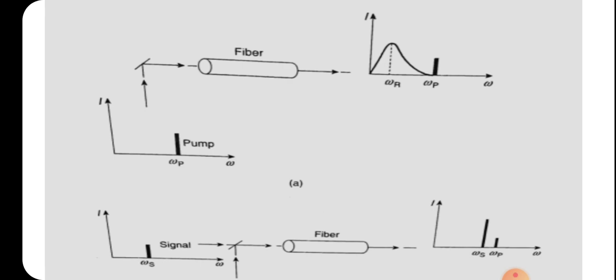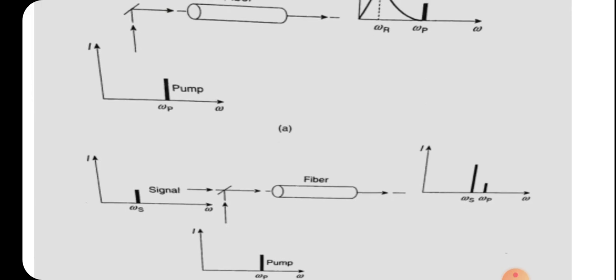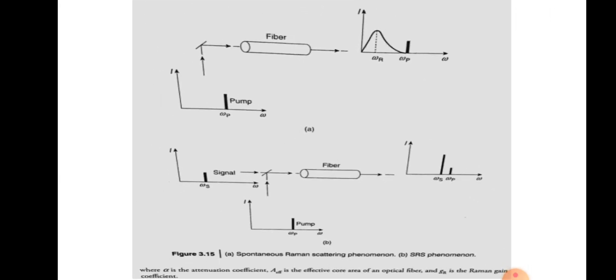That means that due to the pump wave, some of the molecules in the fiber attain some energy, so the pump intensity is reduced, shown by a smaller line. The omega r is another frequency distribution, the vibration frequency of the molecules in the fiber. The second figure we will explain in the next slide.